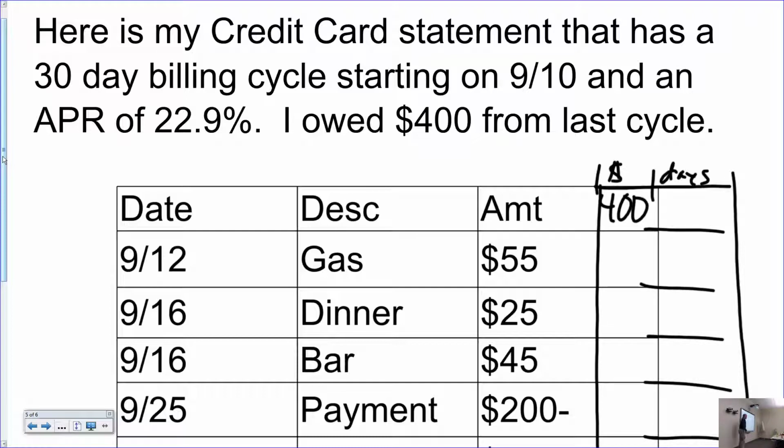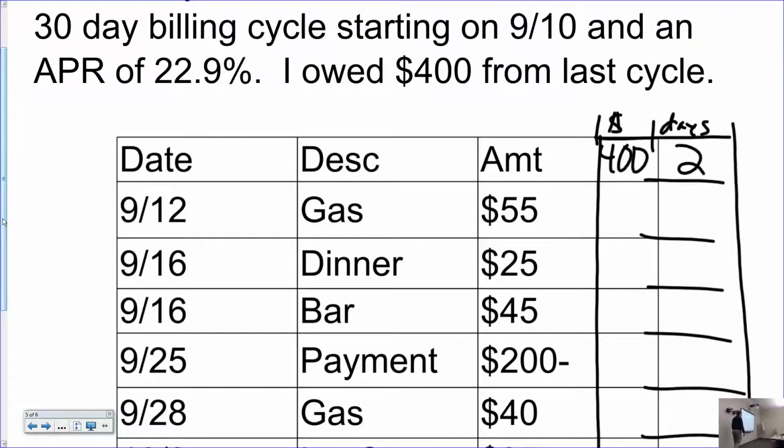How many days or how many times does that number repeat? 2. Why 2? 12 minus 10 is 2, or it's the 10th and the 11th, right? Because on the 12th, we actually did something different. So on the 12th, what happened?